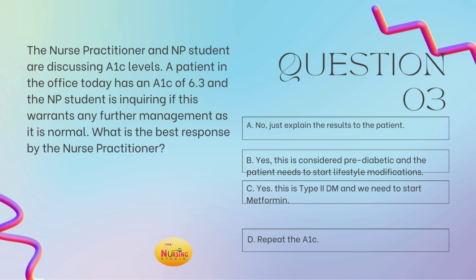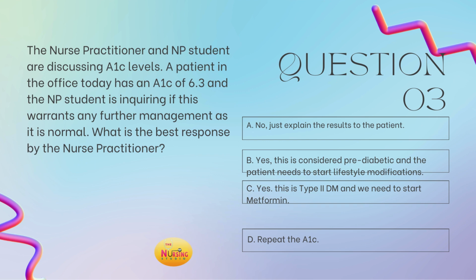All right, and lastly, the nurse practitioner and NP student are discussing A1C levels. A patient in the office today has an A1C of 6.3, and the NP student is inquiring if this warrants any further management as it is normal. What is the best response by the nurse practitioner? A, no, just explain the results to the patient. B, yes, this is considered pre-diabetic and the patient needs to start lifestyle modifications. C, yes, this is type 2 diabetes and we need to start metformin. Or D, repeat the A1C. What do you think? Tell me in the comments.